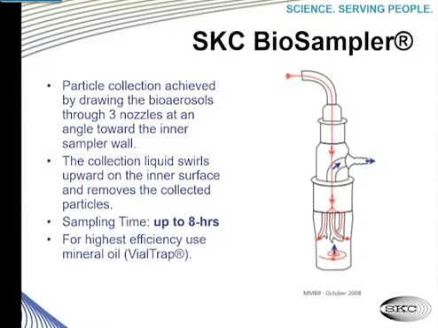The first one is what we call the biosampler. It's a collection method. It looks like an impinger, but it's not an impinger. The particle collection is achieved by drawing the aerosol through the 3 nozzles directed at an angle toward the inner sampler wall. Instead of making bubbles, the liquid swirls here. So it has 3 nozzles instead of 1. The collection liquid swirls upward on the inner surface and removes the collected particles.